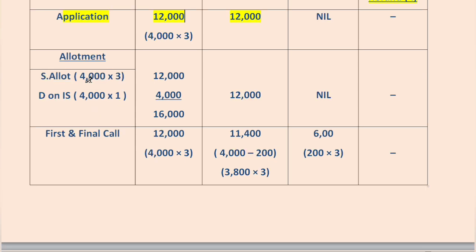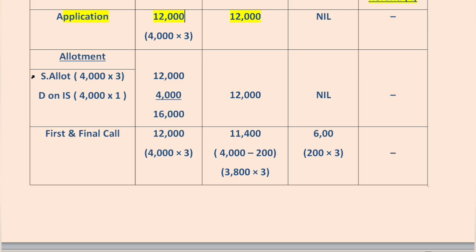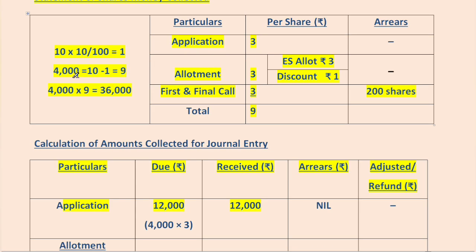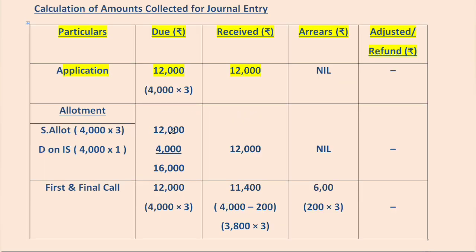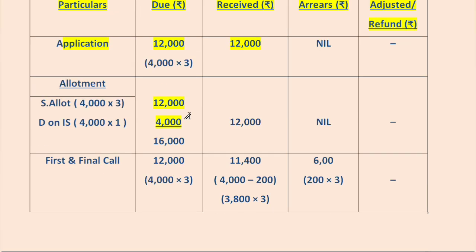Next, come to allotment. Here there are two adjustments. One is share allotment: 4,000 into 3, 12,000. Then discount on issue: 4,000 into 1, separately we have to show 4,000. Totally 16,000 rupees. But how much did they receive? We should not include discount while receiving, so only 12,000 they have received, excluding discount. No arrears are given.